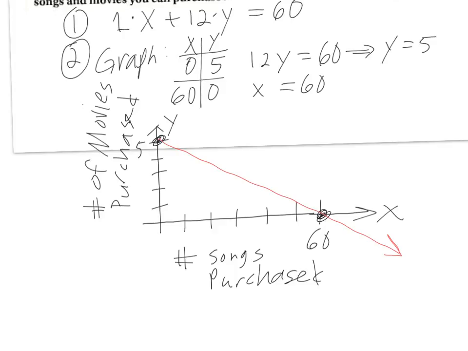And actually, when we think about it, we can't have negative amounts of purchases, so we're really stuck in between those two values in a real world sort of setting. So there we are. There's the graph of the situation and all the possibilities that we have.